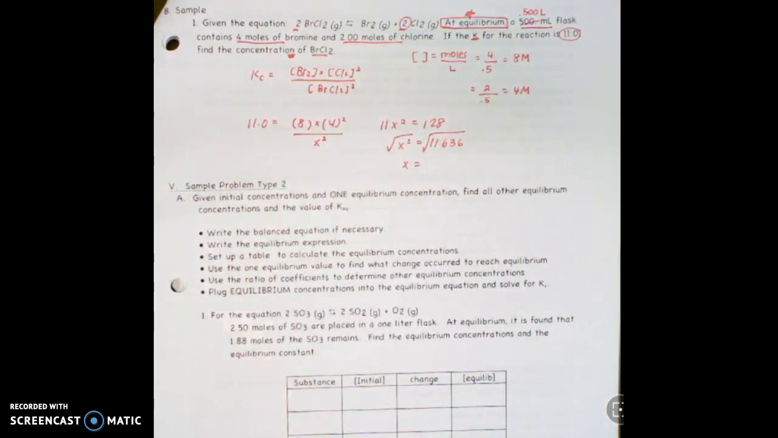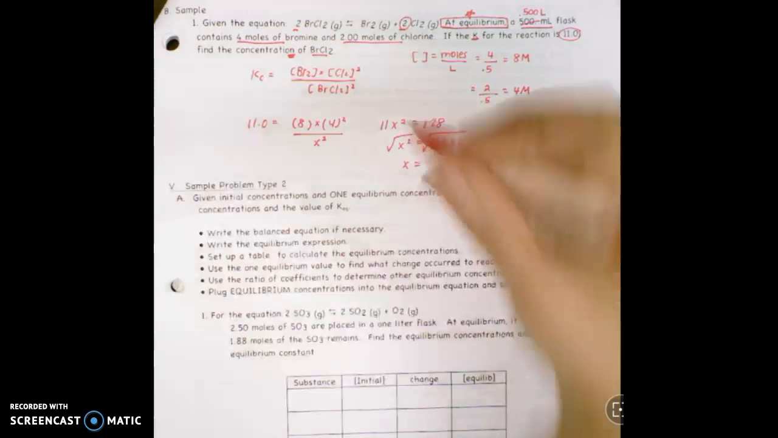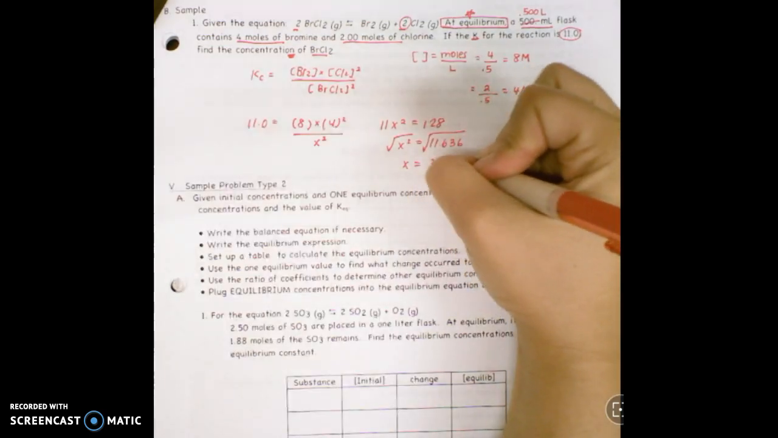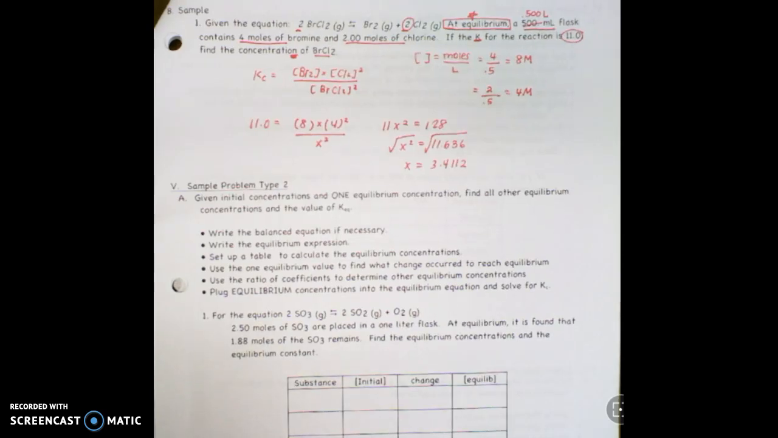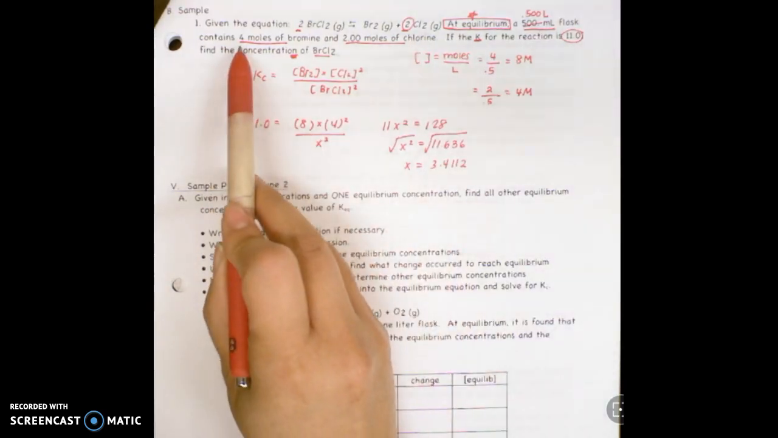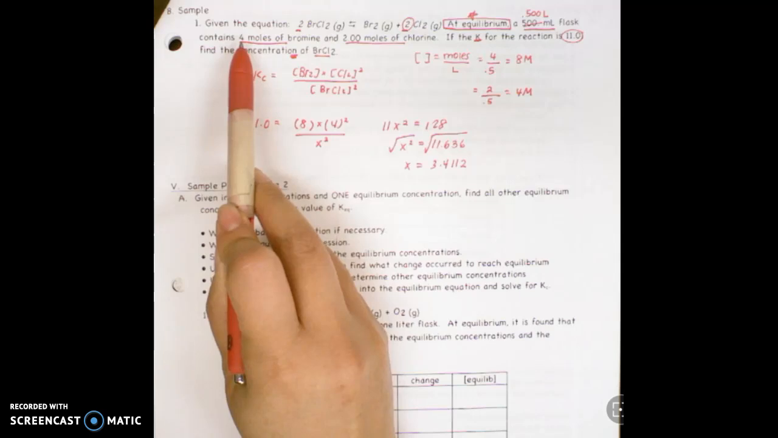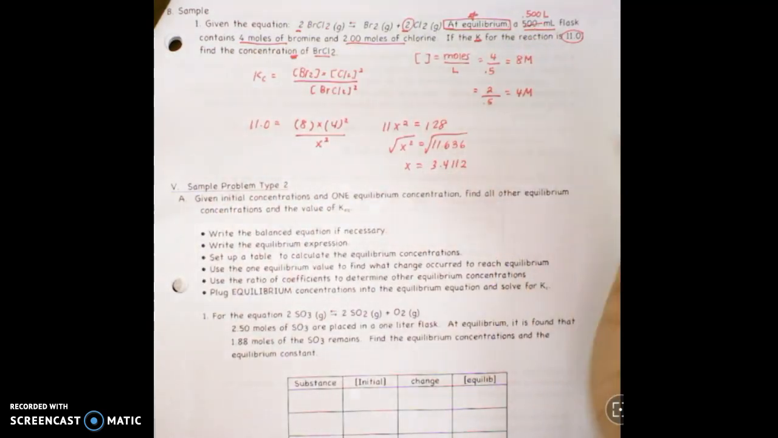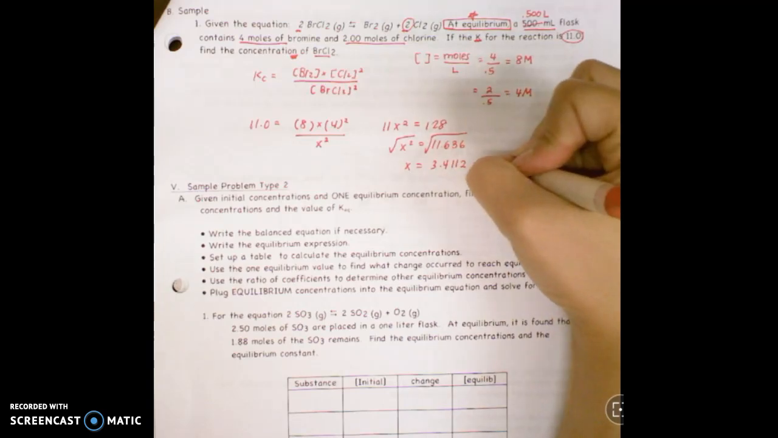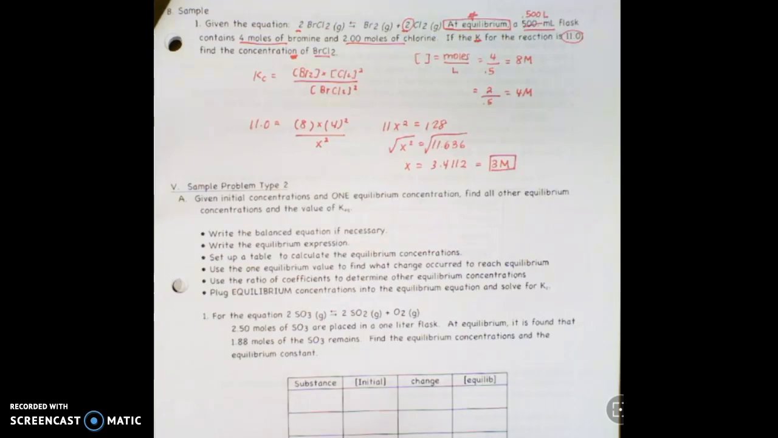So if I square root this, I wound up with 3.4112, and I want to go back and check out how many sig figs I have, and it looks like the smallest number of sig figs I have is that guy right there. I have 1 sig fig, that's 3, that's also 3, so I need to round my answer to 1 sig fig. So we have 3 molarity here as a concentration of my bromine chloride.